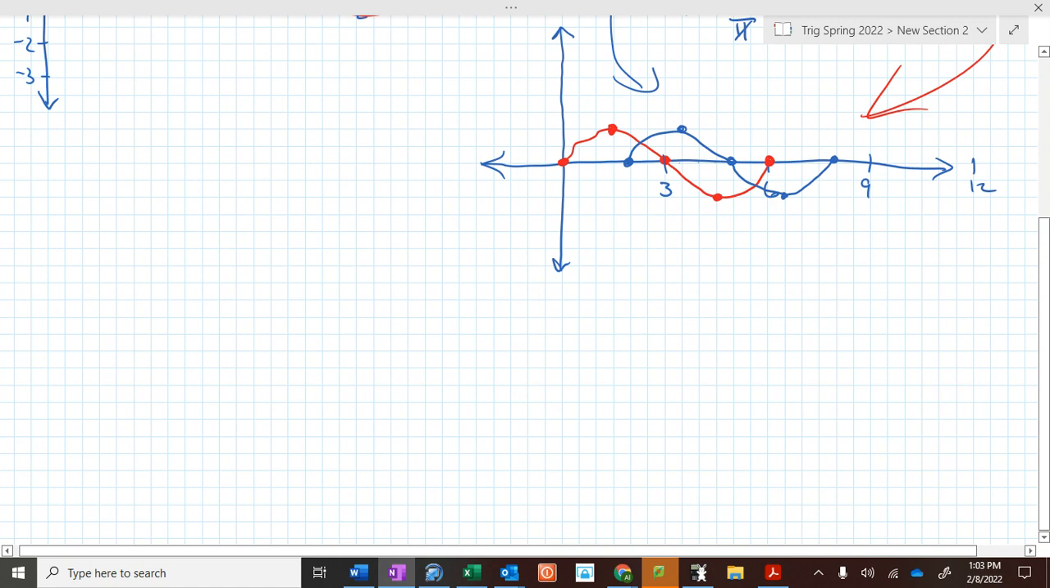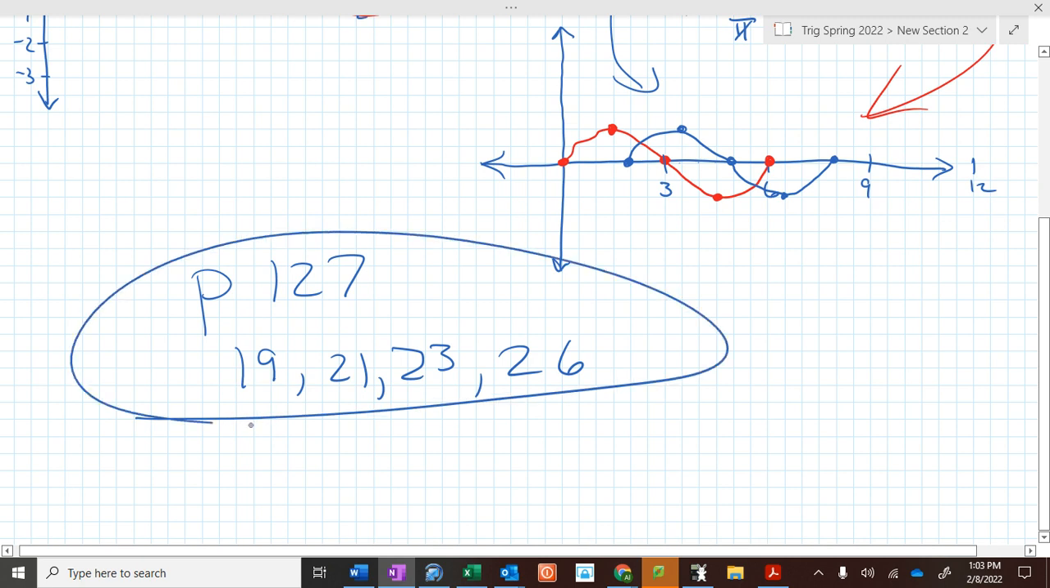Page 217 or page 127. We're going to do 19, 21, 23, and 26. 4 more problems. Okay? And if you have questions, I'm around. I can help you on them. Okay? There you go.